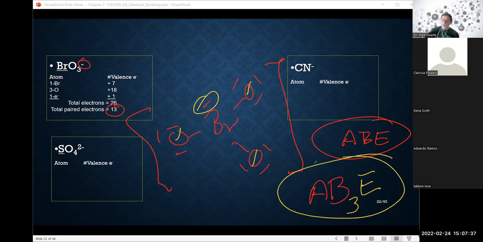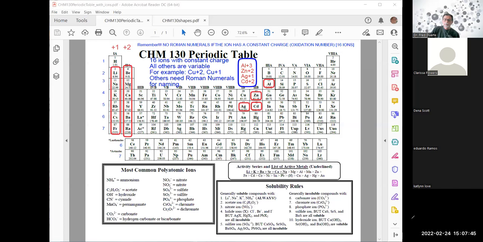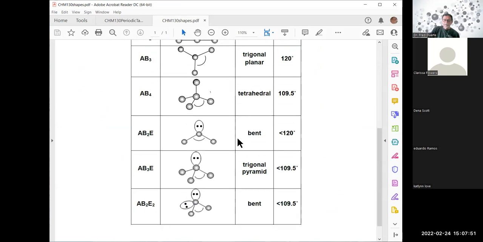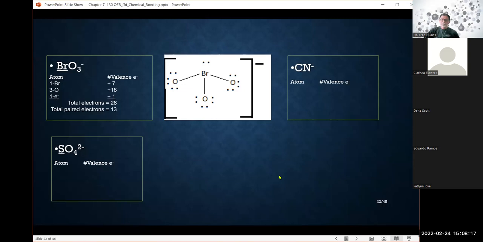So with this general formula, we then can take it to the shapes table. There we go. And look for AB3, and there it is, right there, AB3. There's a model of it, and that geometry has a specific name, trigonal pyramid, and that bond angle is less than 109.5, okay? All right. And that's what we come up with.